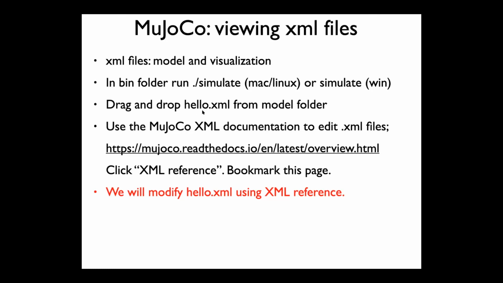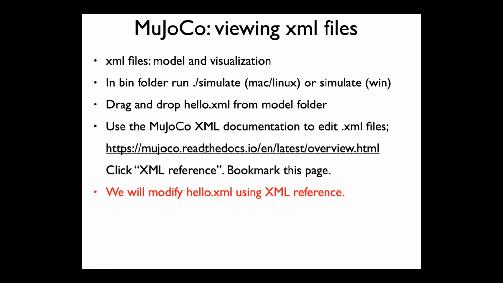And then we'll exclusively work with this example provided in MuJoCo. It's called hello.xml. It's in the model folder. So I'll copy paste it in this XML folder and then edit it and show you how things change and what it looks like. And when we do this, we'll extensively refer to the documentation on this link.